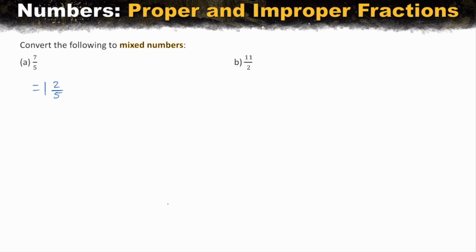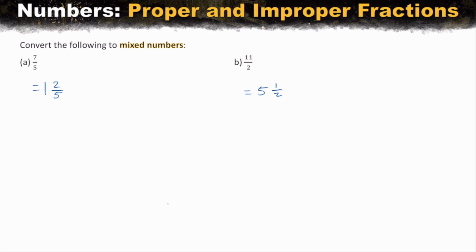If we look at our next problem, we've got 11 divided by 2. It doesn't go perfectly, but how many times does it go? Well, 2 goes into 10 5 times, but you've got 1 left over out of your 2. So the mixed fraction equivalent is 5 and 1/2.